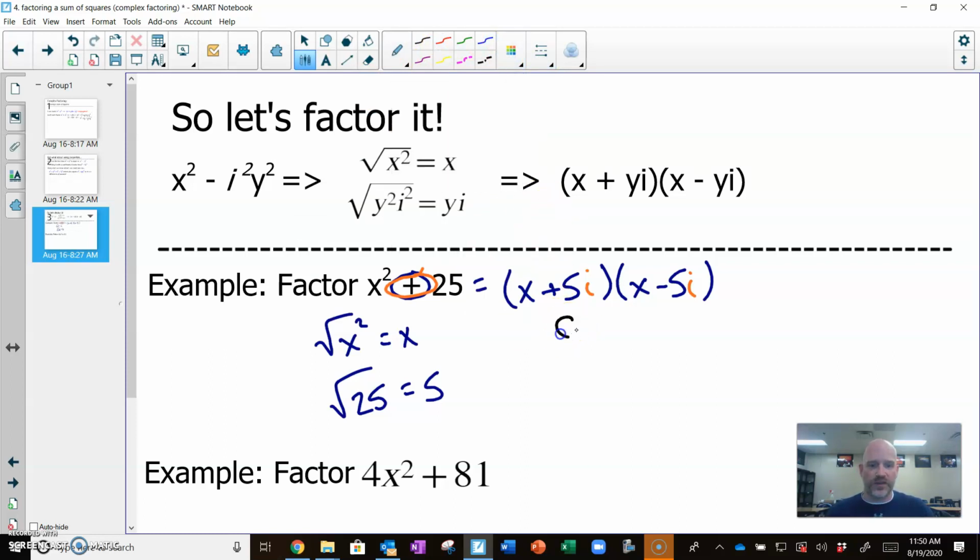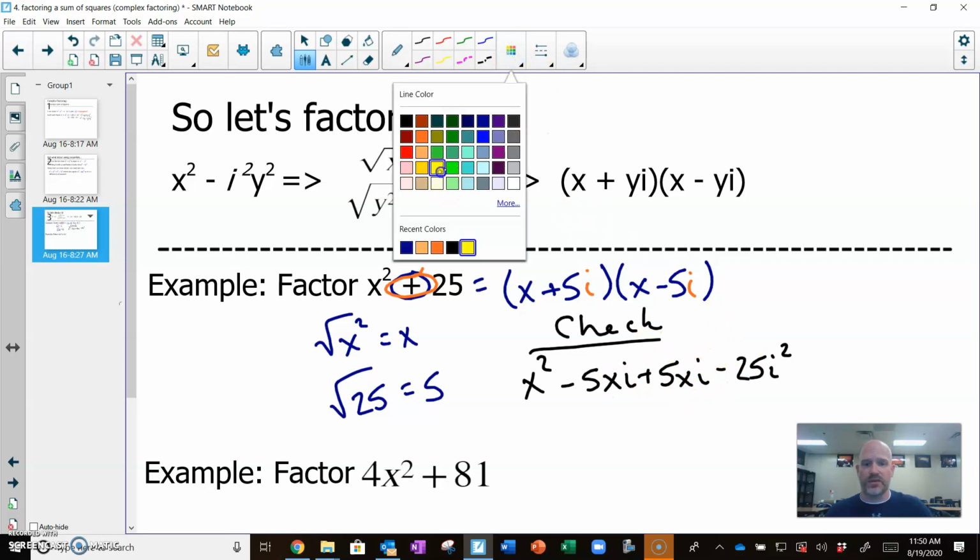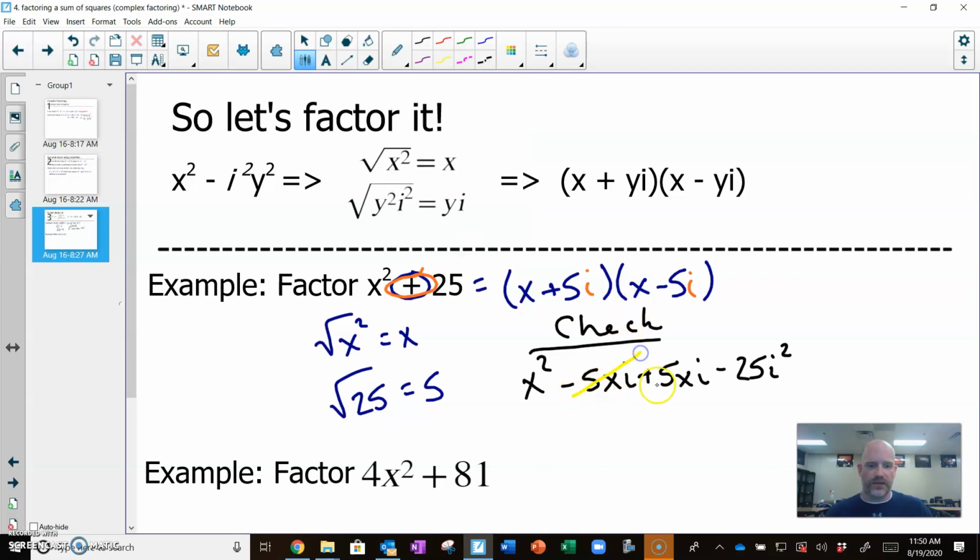Okay? Could we go through and check that this works to verify? Sure. Using the distributive property, x times x is x squared. x times negative 5i is negative 5xi. Positive 5i times x is positive 5xi. And positive 5i times negative 5i is negative 25i squared.